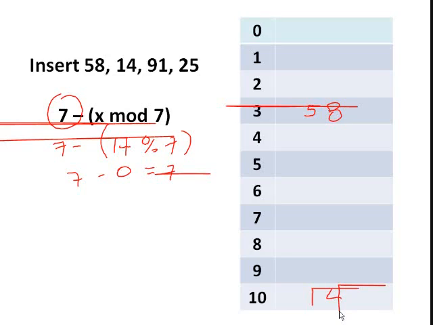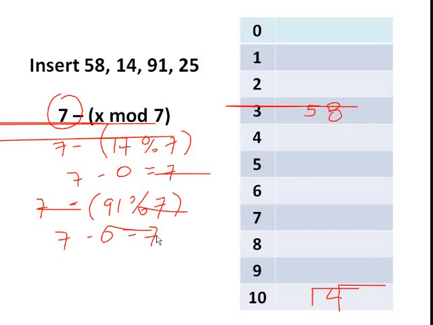Okay, next is 91. So 91 modulo 11 is also index 3 and it's occupied. So we will use the second hash function. And 7 minus 91 modulo 7 is also 7 minus 0 equals 7. And index 10 is already occupied by key 14. So the next step would be to multiply 7 by 2.